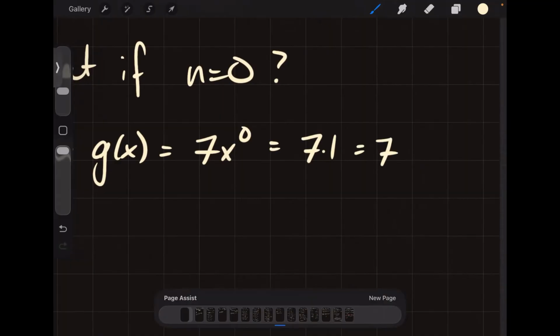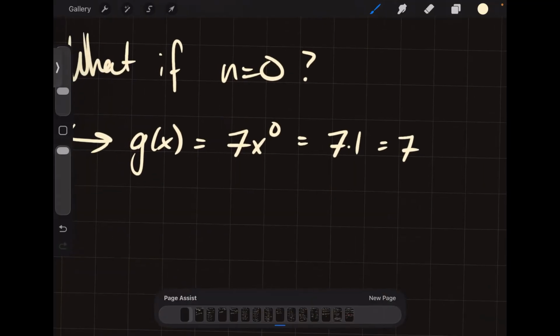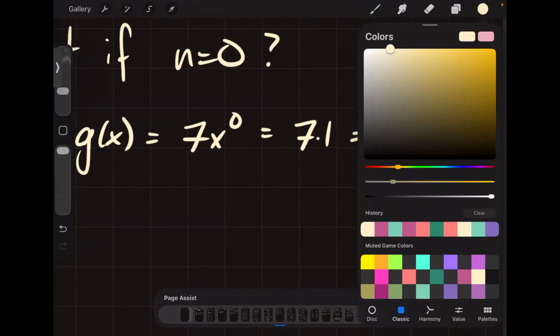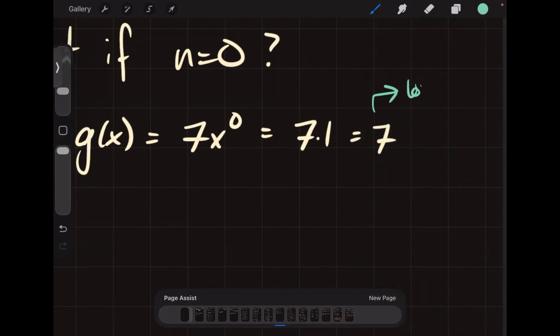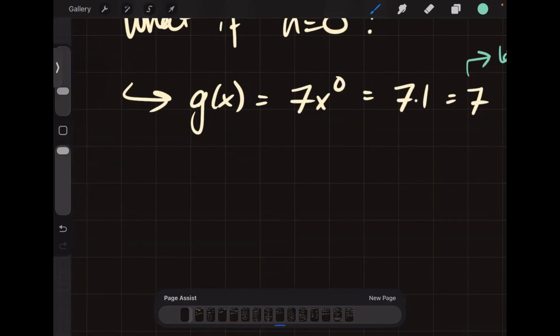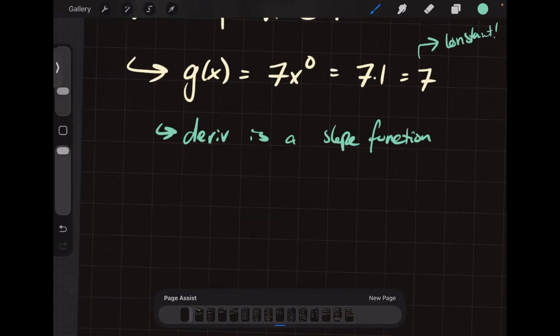This is a linear function. In fact, it's a constant function. And what is a derivative, right? The derivative is a slope function. Okay.